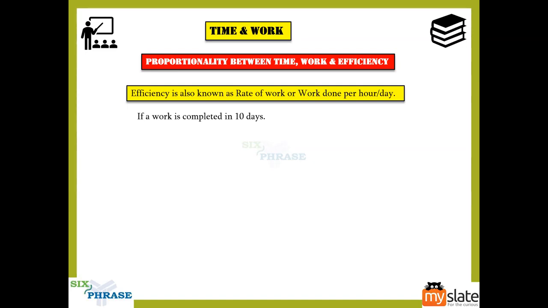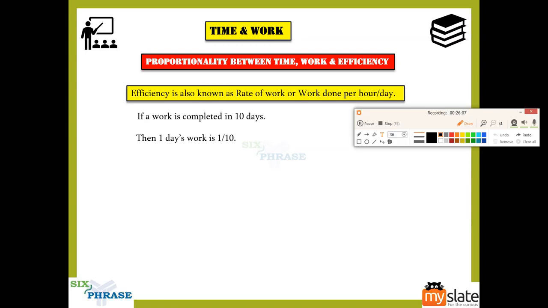Now let us suppose, guys, a work is completed in 10 days. So you have to assume that some work, it can be any work, or it could be cutting down 100 trees. If a work is completed in 10 days, then 1 day's work is 1 by 10. Am I right? Yes, because if he completes cutting down 100 trees in 10 days, in 1 day, how much of the trees will he cut?